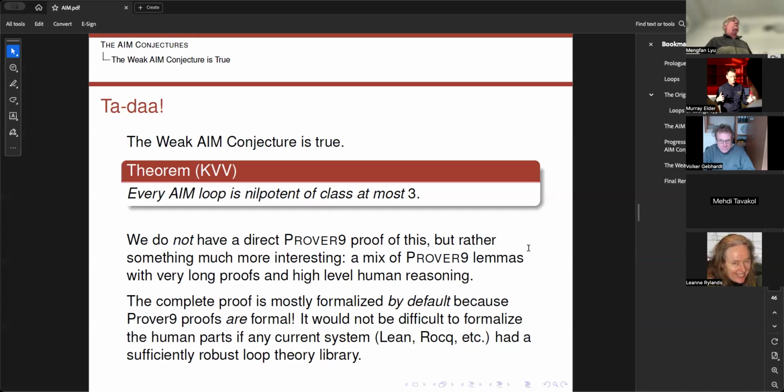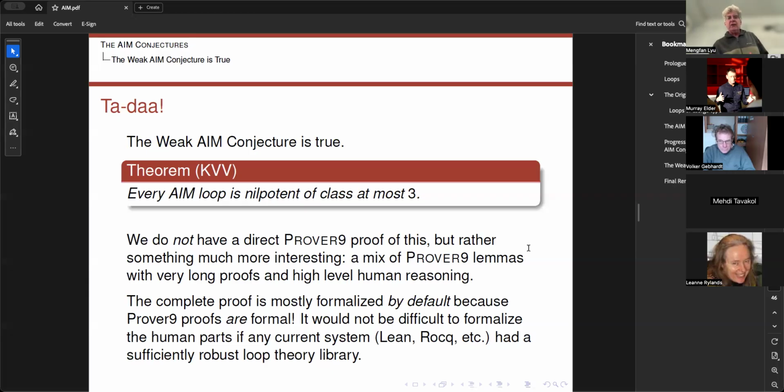Now, I will say that this is an interesting case compared with what's very fashionable nowadays in mathematics, because this proof that we have is mostly formalized. The parts of it that are human, if there were actually sufficiently robust libraries in current interactive theorem provers like Lean and some of its competitors, the ones that are currently being used a lot nowadays fashionably, it wouldn't be difficult to formalize the human parts of this.